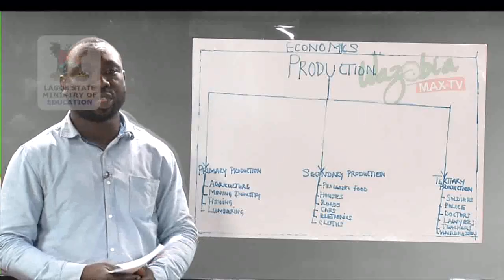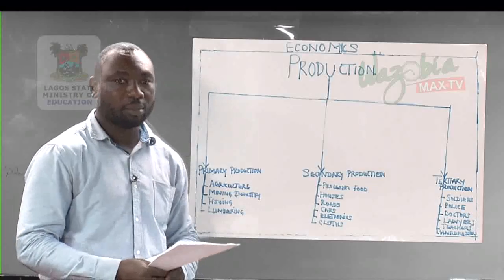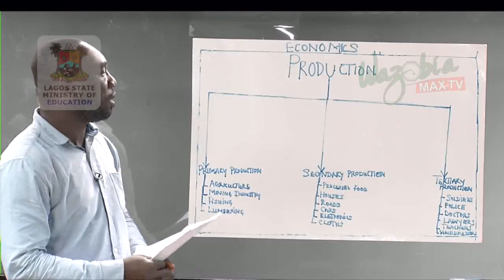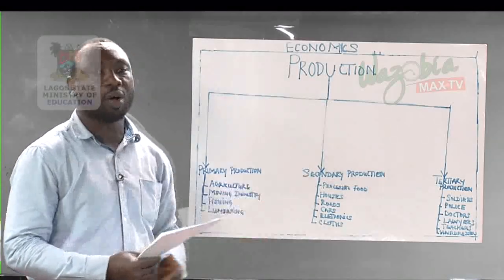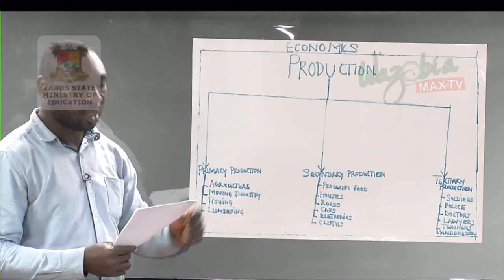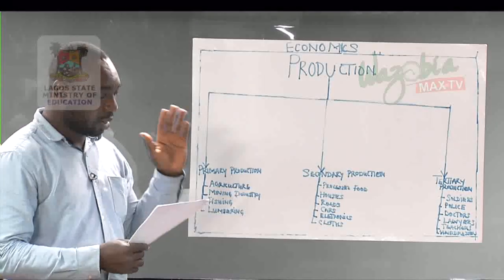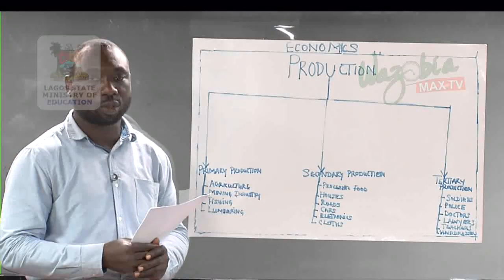I'm an economics teacher, and the topic before me is production. At the end of the class, we should be able to define production, state types of goods, mention types of production, and explain factors of production.